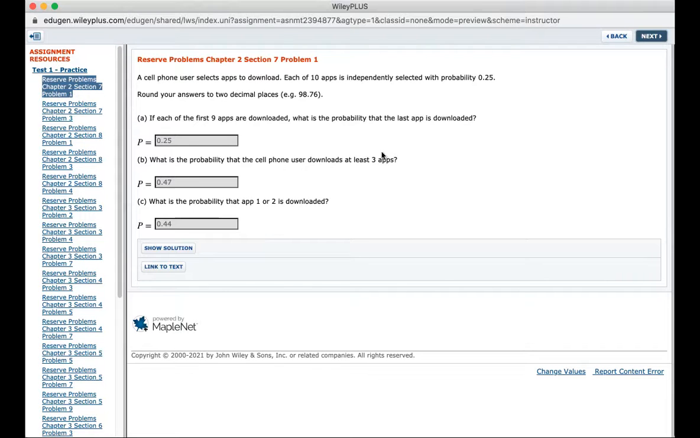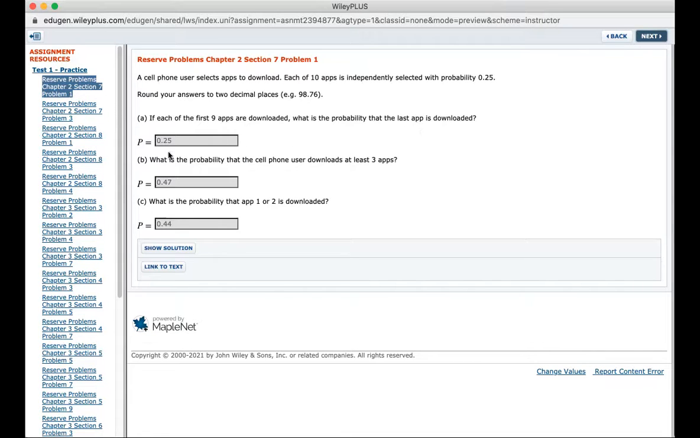By the way, in question A, the first nine apps are already downloaded, and we need to figure out the probability that the last app is downloaded. Then we need to apply conditional probability. Set event A as the first nine apps are downloaded, and event B as the last app downloaded, and then we have to find the probability of B given A.